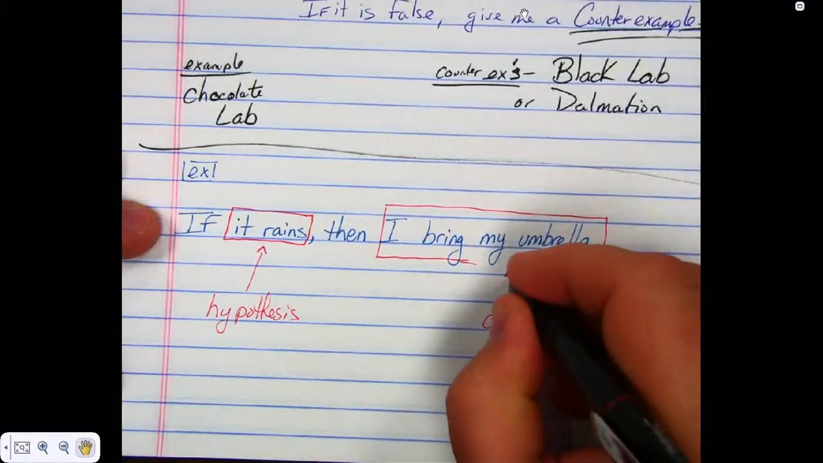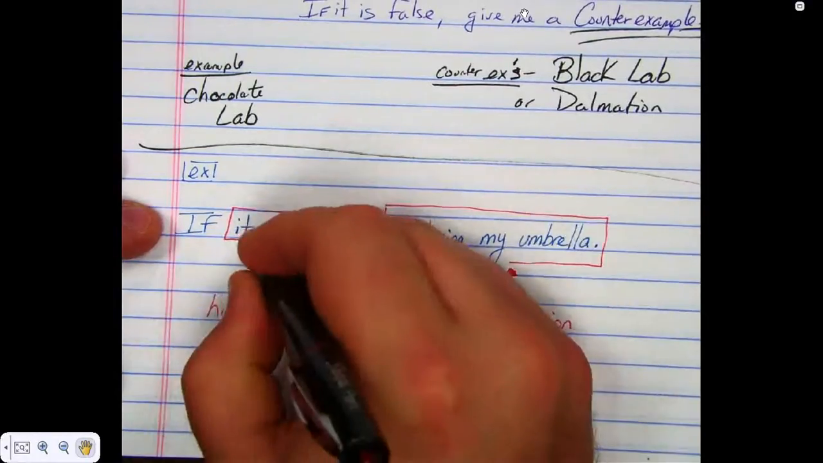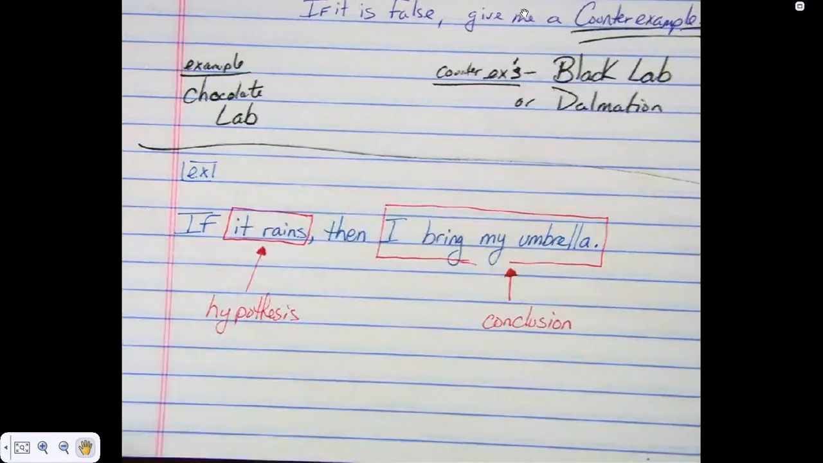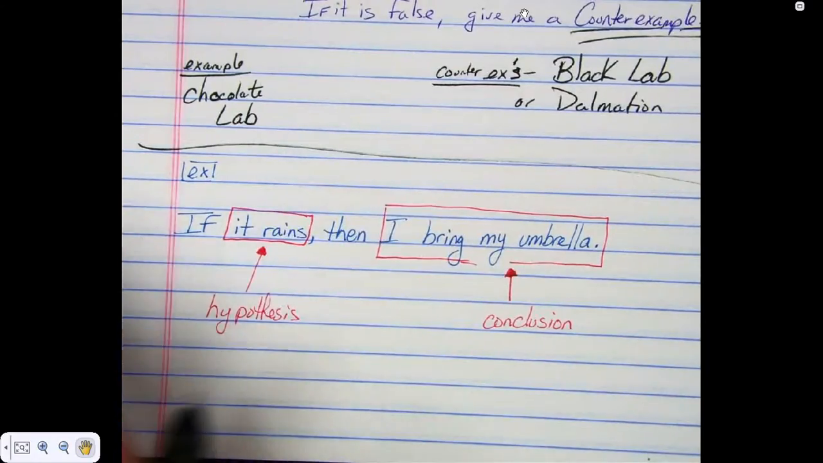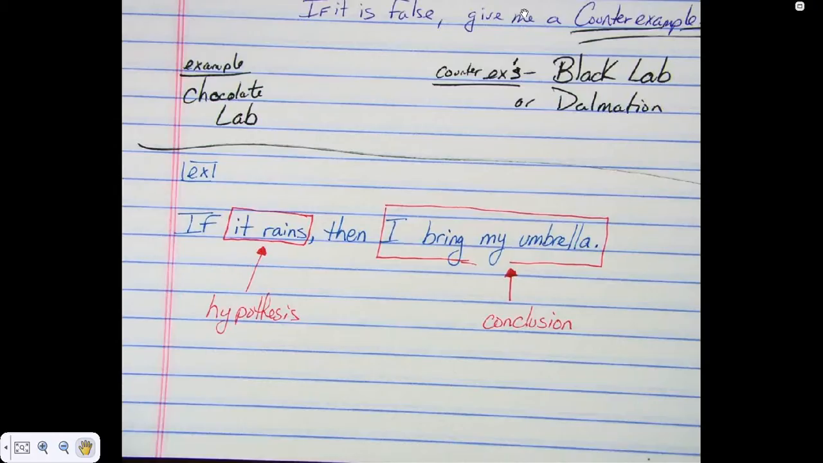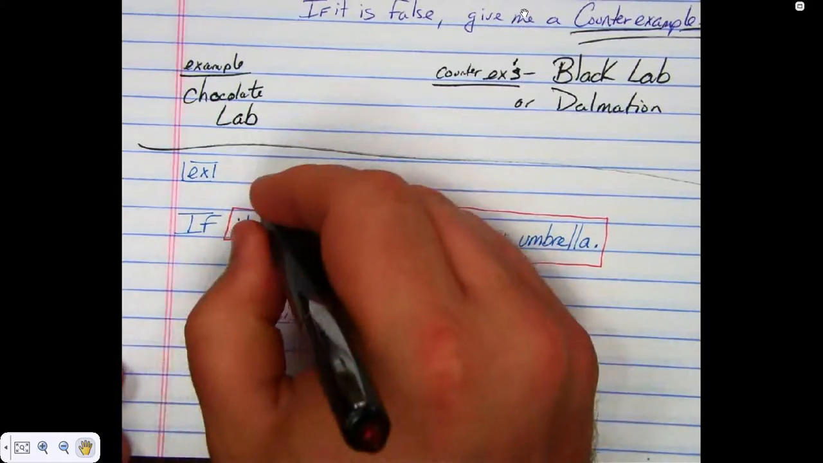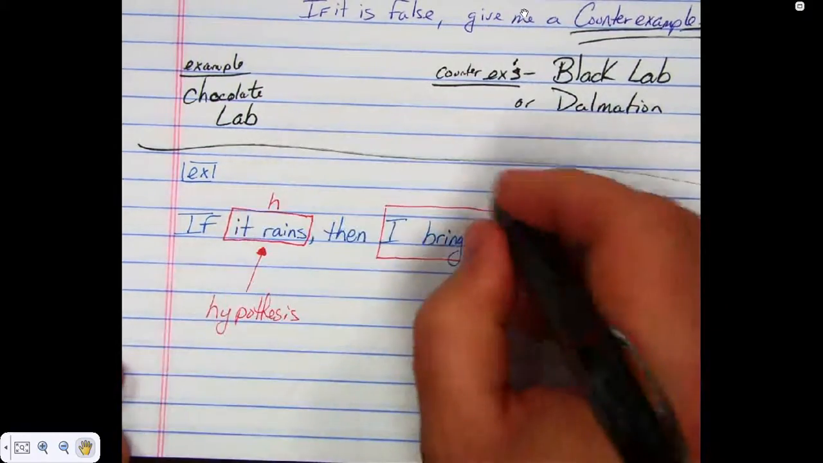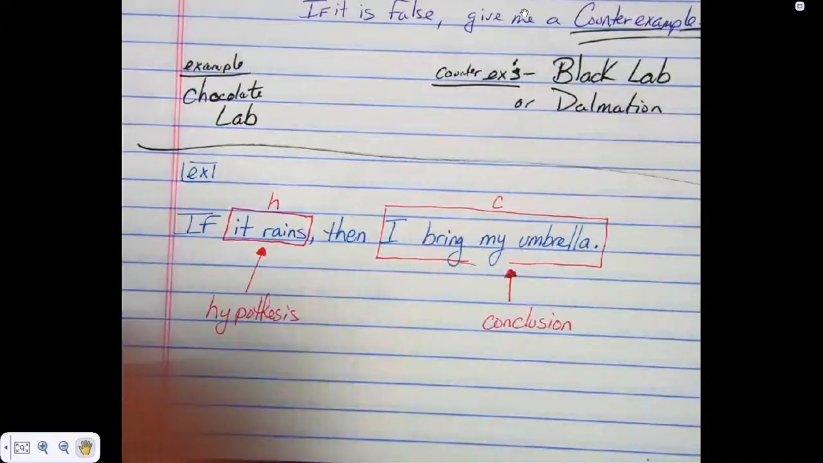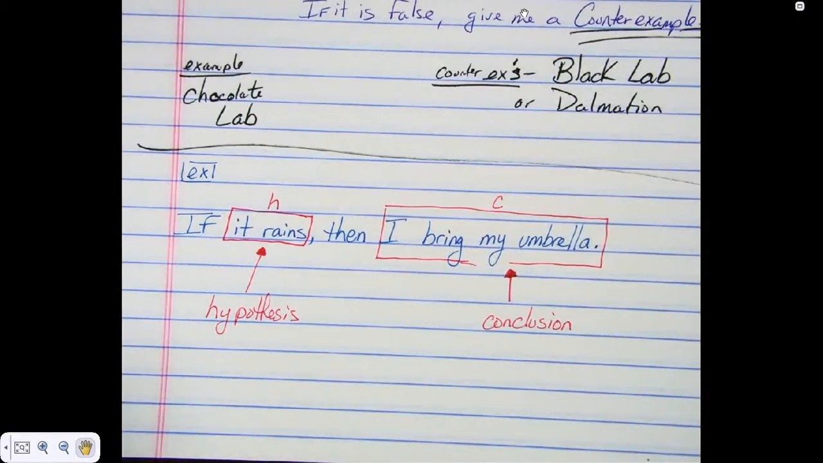That is your conclusion. It's not so bad, is it? So you see what I mean? It's not that hard. It's just maybe some new terms, a lot of writing. When you do your homework, I'll be okay with you boxing and writing H above that when you write the problem, and boxing that in and writing C above that for conclusion.